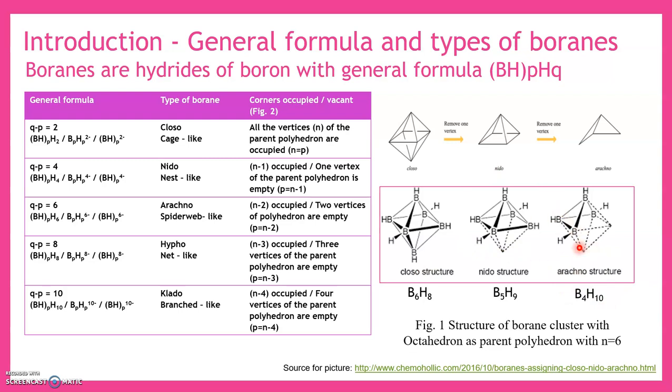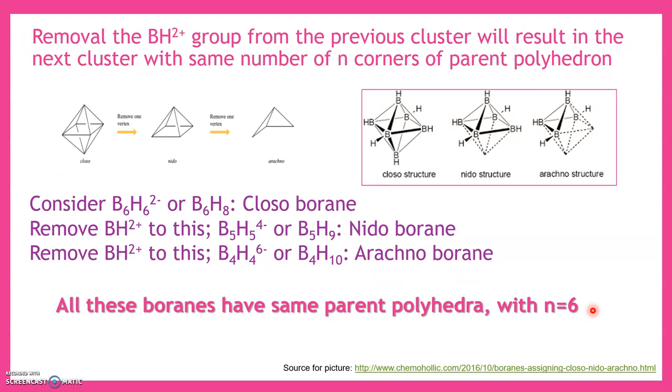Similarly, we can derive the arachno structure from the closo structure by removing two corners. Since I'm removing two corners, the arachno polyhedron will contain only 4 boron atoms in its cluster. So for the arachno, the net formula is BH times 6 minus, or BH4 times 6 minus. For every minus, we need to add a hydrogen, so we need to add 6 hydrogens here. So the formula becomes B4H10. We will move further and find out how this can be understood.